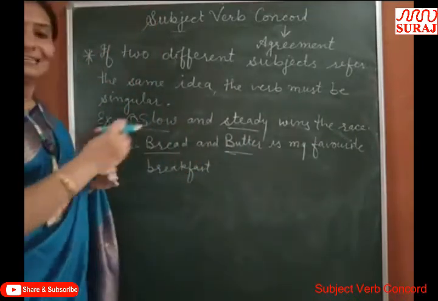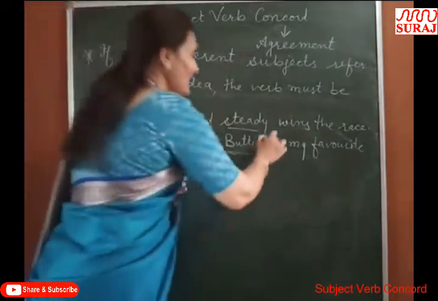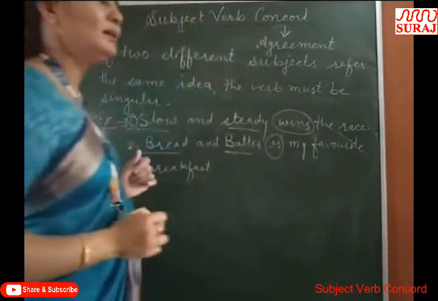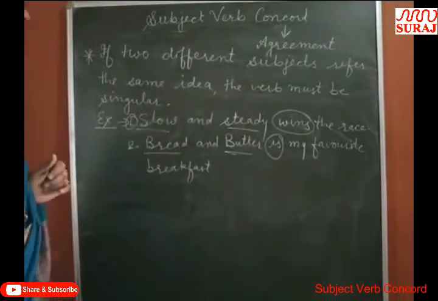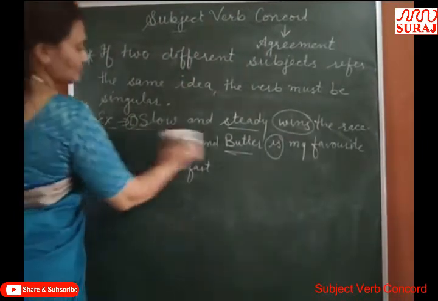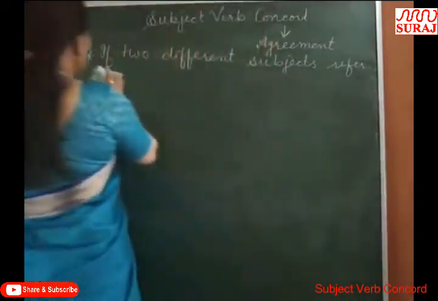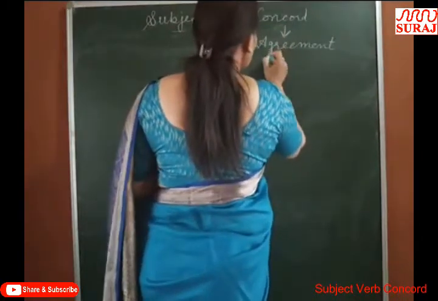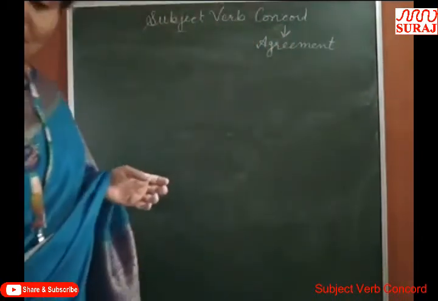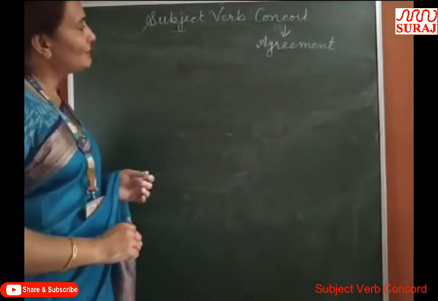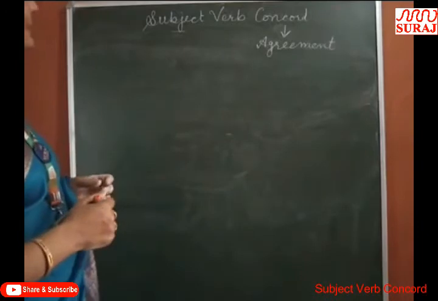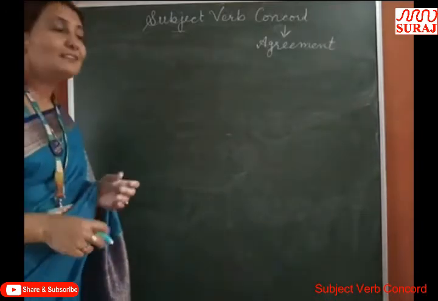Next, bread and butter. Two different subjects, but both refer to the same idea. It means the food which consists of bread and butter, but it is one food. Bread and butter is my favorite breakfast. That's why bread and butter, both different subjects, give the same idea, and I have written here singular verb.